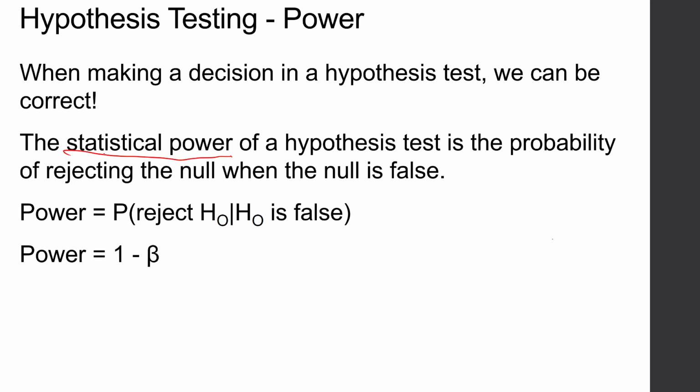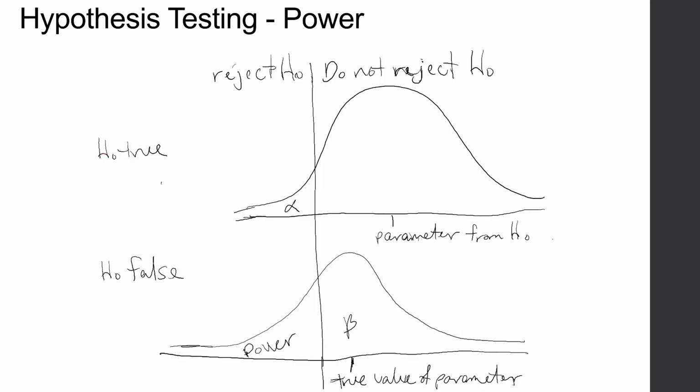Power is the complement of beta, the type 2 error rate. So remember, beta is the probability of failing to reject the null when the null is false. Power is the probability of rejecting the null when the null is false. So they're complements of each other, and so power can be computed by taking 1 minus beta and vice versa. Beta is 1 minus power.